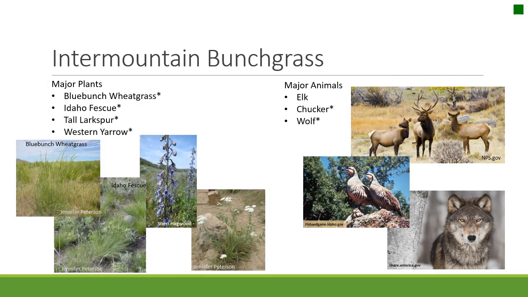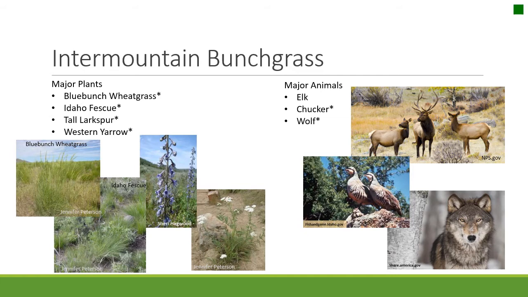Some plants you might see in the bunch grass, I mentioned bluebunch wheatgrass and Idaho fescue, the dominant bunch grasses. Tall larkspur, which we talked about, is one of the most dangerous poisonous plants in the West. It kills more livestock than any other plant. It would be common in the intermountain bunch grass region, especially at higher elevations. Western yarrow is common throughout North America, but especially common in the intermountain bunch grass.